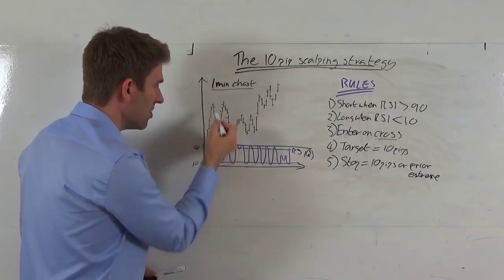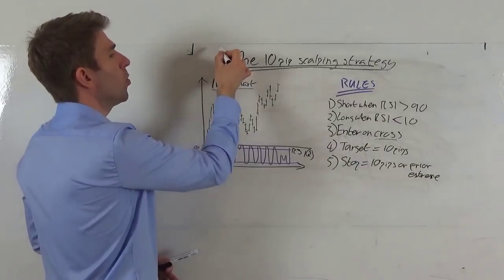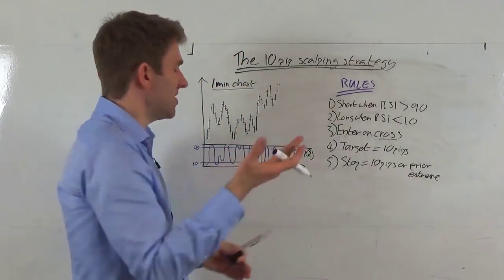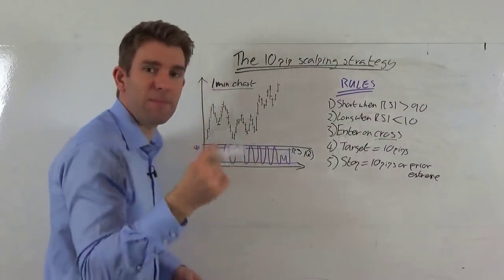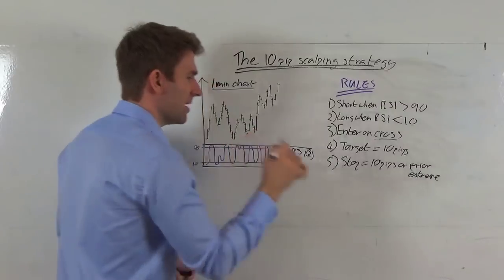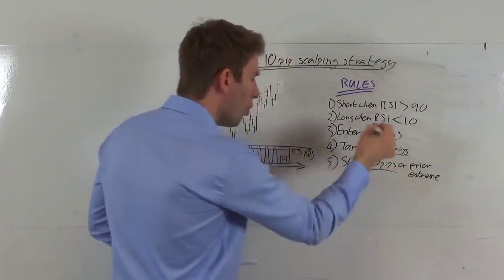Don't take it while it's extreme, because this could go extreme, extreme, extreme. You're waiting to see some evidence that the balance is tipping. As soon as you see that evidence and that comes back below 90, bang, you're hitting it short, ready there. You've got a 10 pips target, you've got a 10 pip stop loss, okay?